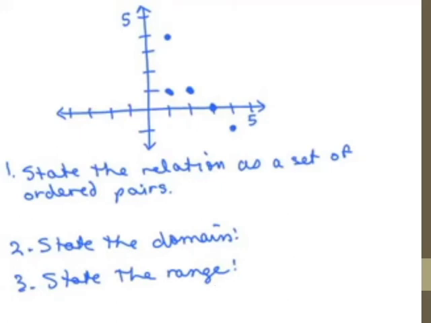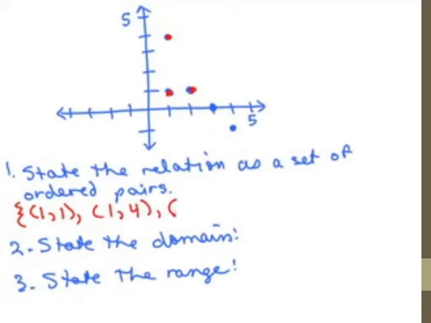Alright, so let's do it. We're going to state the relation as a set of ordered pairs. I've got 5 ordered pairs, so I'm just going to list all the ordered pairs. And it doesn't matter the order you write the ordered pairs in. So I notice I have this one ordered pair right here. That's 1, 1. And I also have one up here. That's 1, 4.